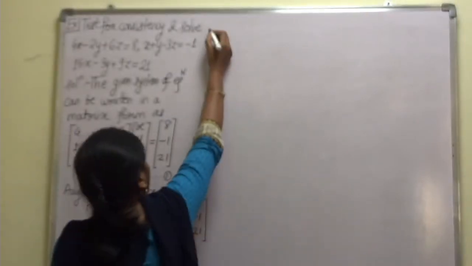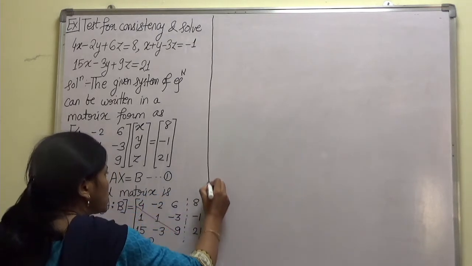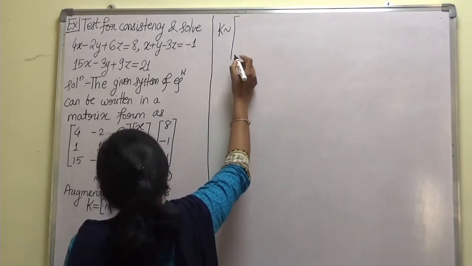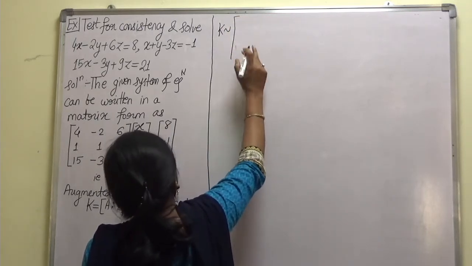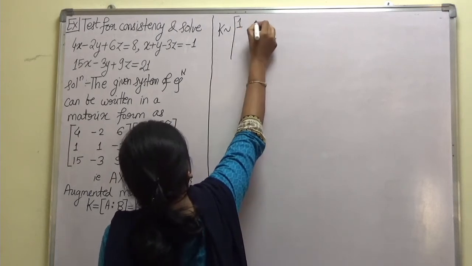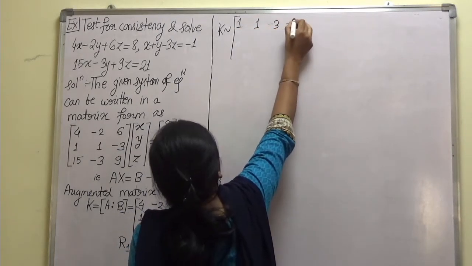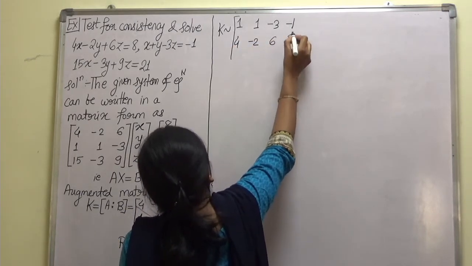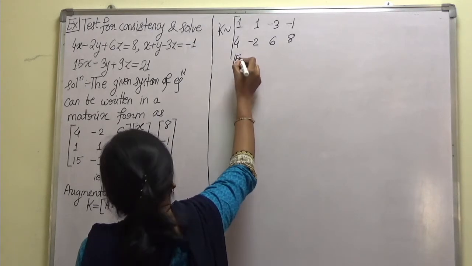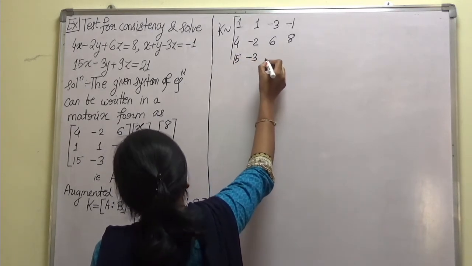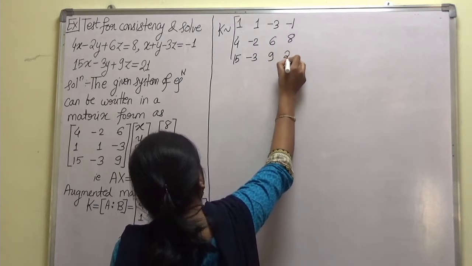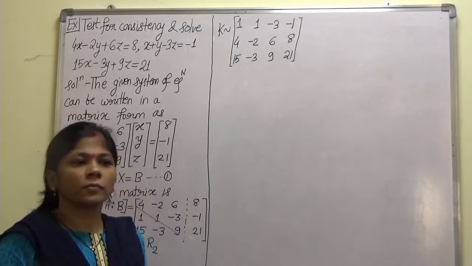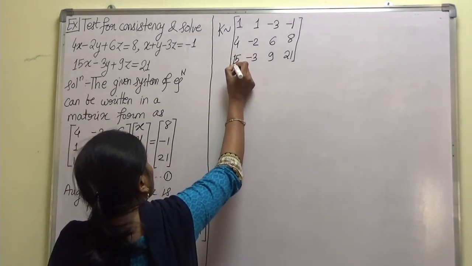So what do we get? K becomes: the third row as it is, and the first and second rows interchanged. So we have 1, 1, minus 3, minus 1, then 4, minus 2, 6, 8, and in the last row, 15, minus 3, 9, 21. Okay, so this we have.